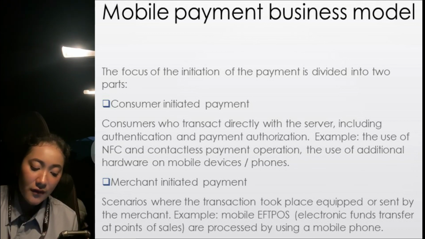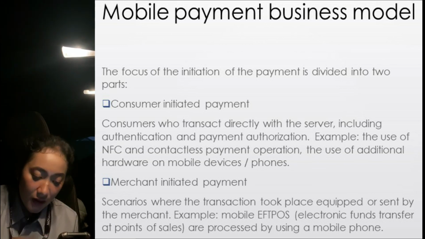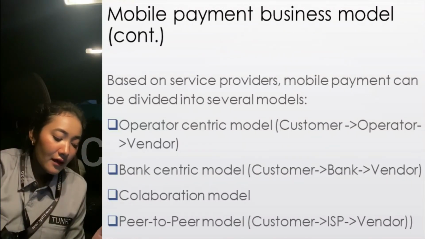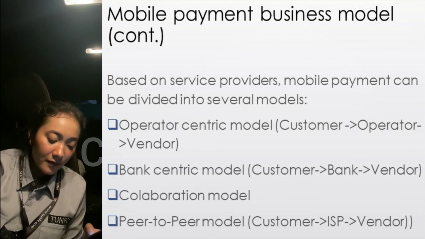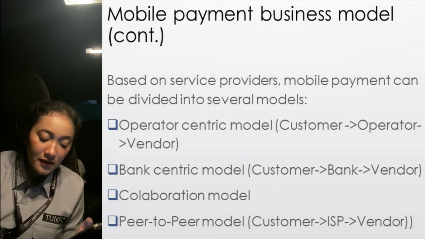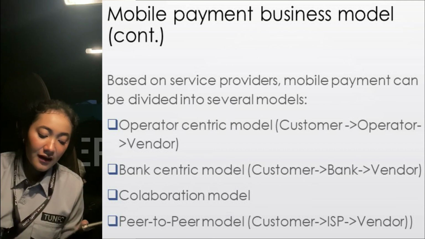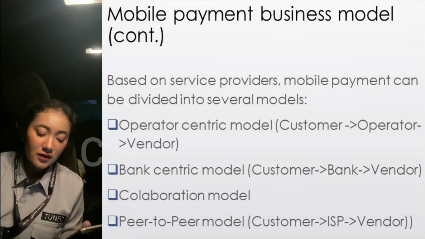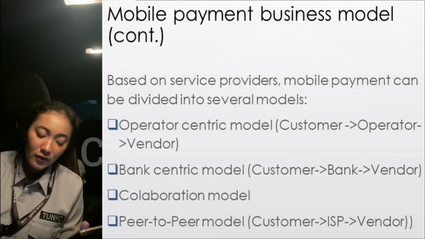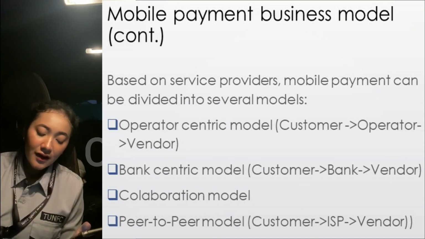Here are the scenarios where the transaction takes place, equipped or sent by the merchant. An example is mobile electronic funds transfer at point of sale, processed by using a mobile phone. And then, based on service provider, mobile payment can be divided into several models. The first one is the operator-centric model, from customer to operator to vendor. And then the bank-centric model, from customer to bank and to vendor. And then the collaboration model, and the last one is the peer-to-peer model, from customer to ISP and to vendor.